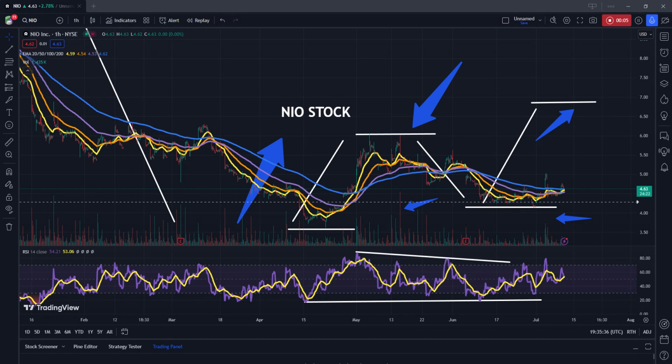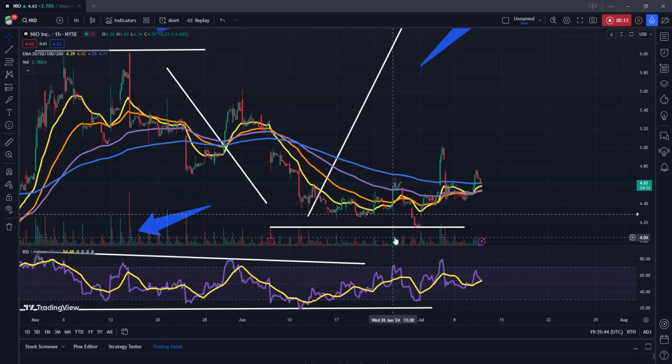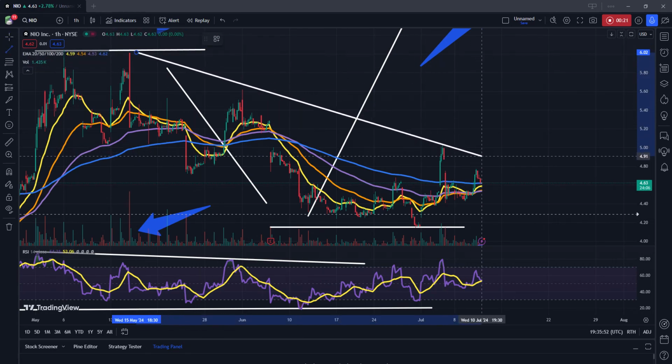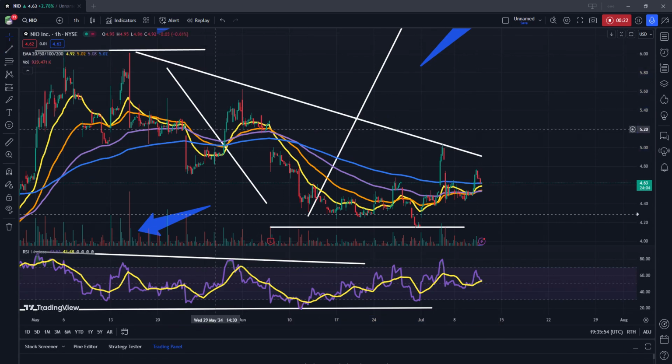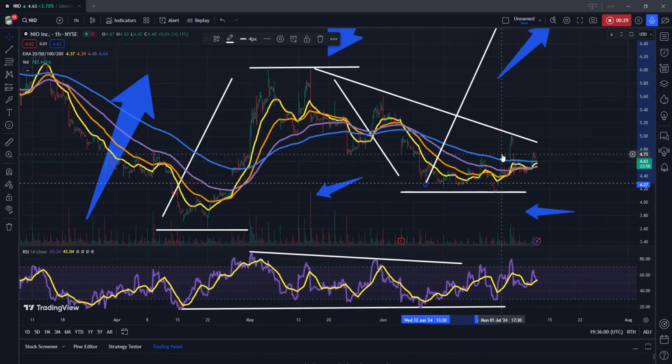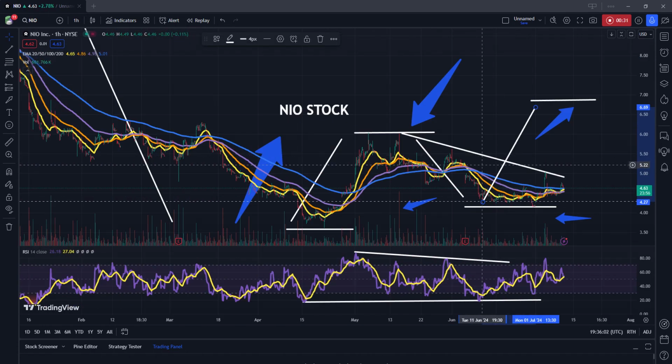Here we have the hourly price chart for NIO Incorporated, stock ticker NIO. Here we can see that we're seeing a bit of an upward price movement on the shorter term time frame, but overall, many of these rallies, I should say, are falling in line with some longer periods of decline here.